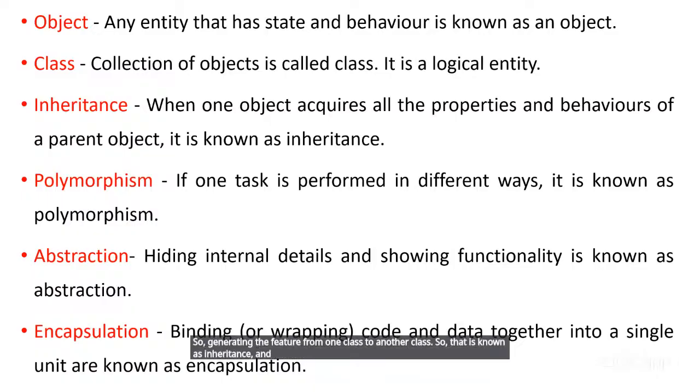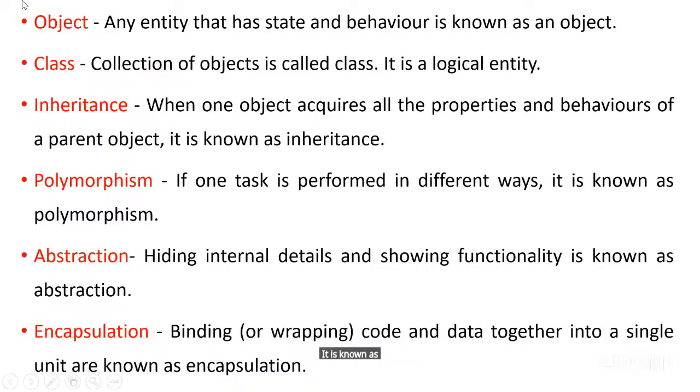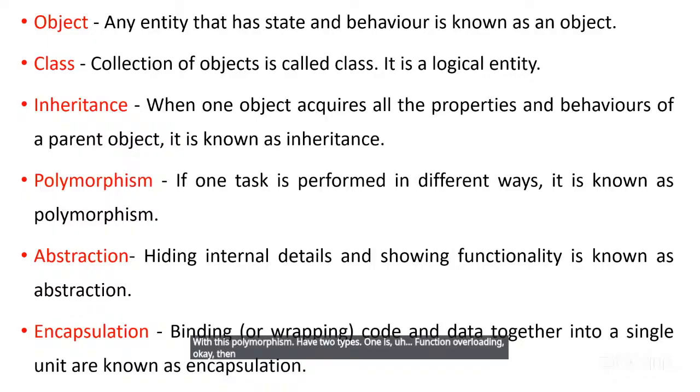And polymorphism: if one task is performed in different ways, it is known as polymorphism. I'll show you that. Polymorphism has two types: one is function overloading and the other is overriding. So you have two concepts, overloading and overriding. And coming to abstraction, hiding all the internal details and showing only the functionality is known as abstraction. For example, you are going to an ATM machine. We are all using the ATM machine.